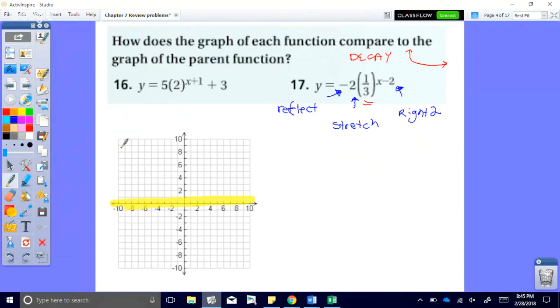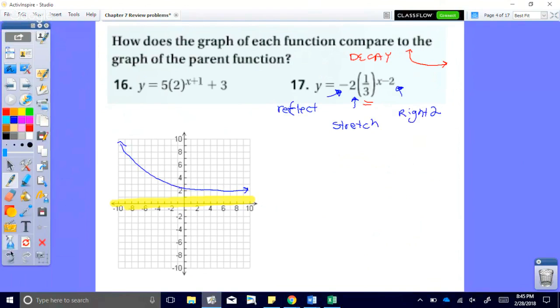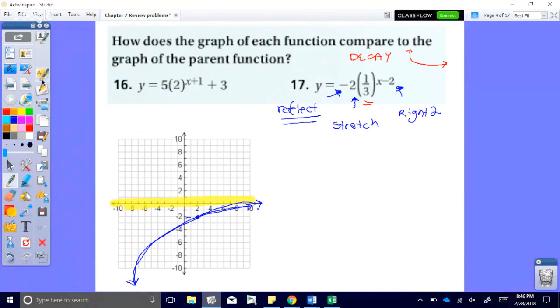We said usually these decay functions approach 0 this way. However, since we're reflecting it, we're going to approach from the other direction. We also said it's going to move right, so I'm going to come over to here. Again, this is multiple choice, so I just want you to get the gist. It's going to get farther and farther away this way, and as it moves left to right, it is going to approach 0, just from the negative direction because we are going to reflect.